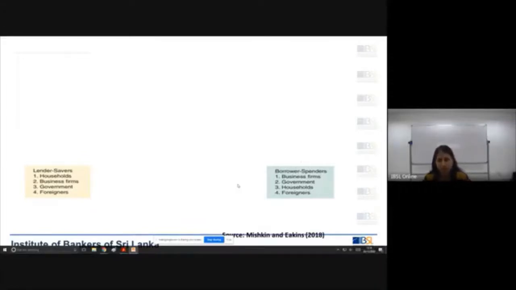Okay, so you have the spenders who need the money. You have savers who have excess money. So how are we going to link these two? How are we going to ensure that the excess fund from the excess unit moves to the deficit unit? So this channeling is what is done by the financial system. Simply, that's what happens. Okay.